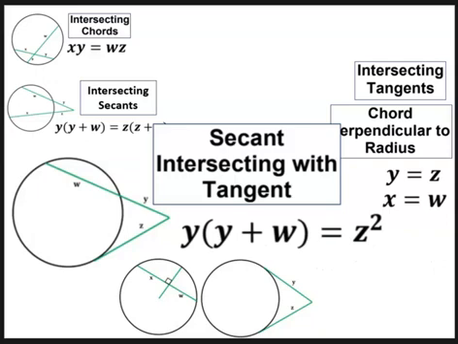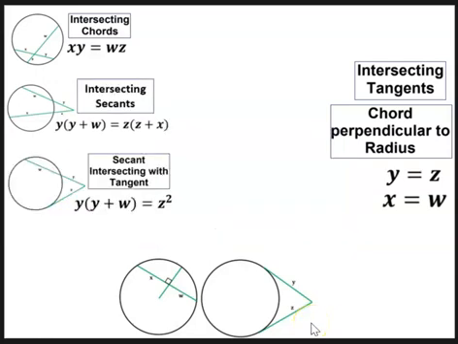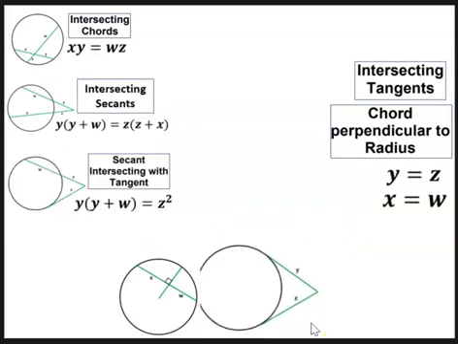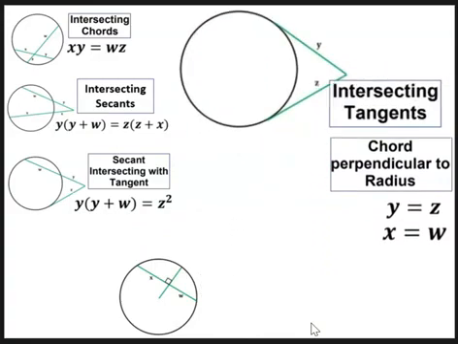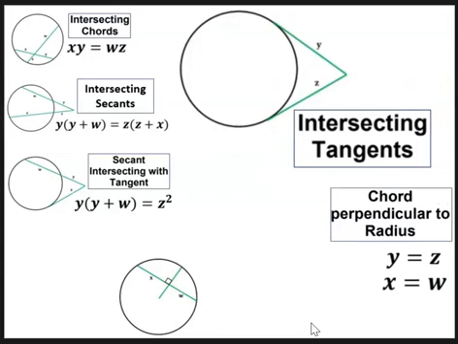So if w, y, and z represent the lengths of the segments in the diagram, y times the quantity y plus w is equal to z squared. Next, let's look at two intersecting tangents. If two tangents intersect, then the length of the segments z and y, pictured in the diagram, are equal to each other.